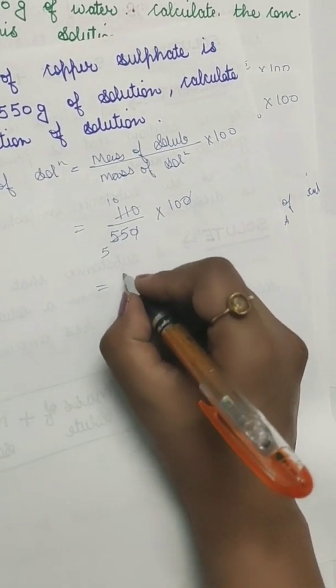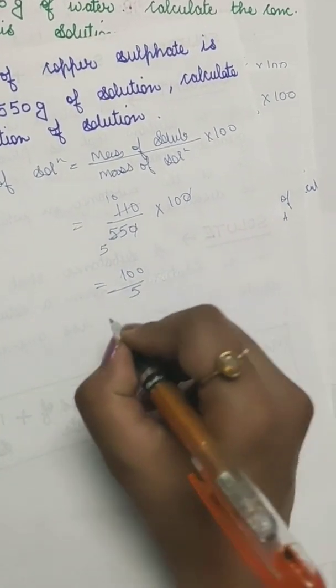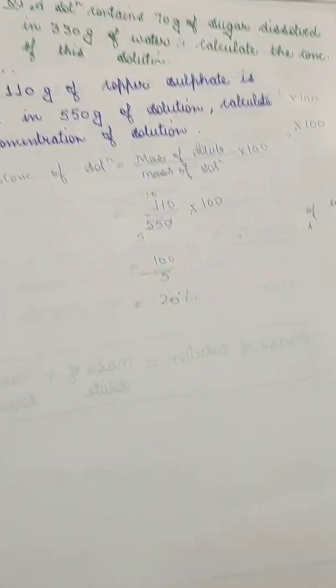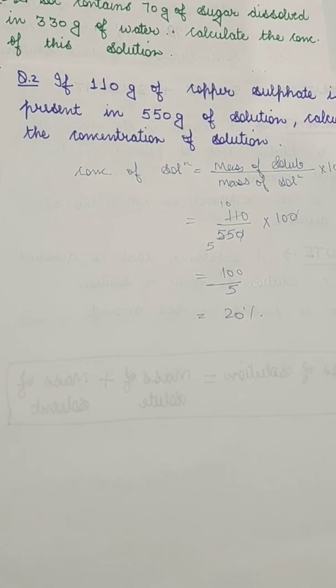So 110 upon 550 into 100, it will be 100 upon 5, that is 20%. So the concentration of the copper sulfate solution is 20%.